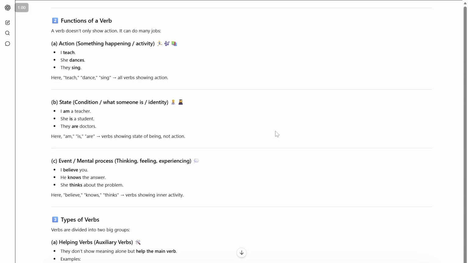B, state: a condition, what someone is, identity. I am a teacher. She is a student. They are doctors. Here, am, is, are are verbs showing a state of being, not action.